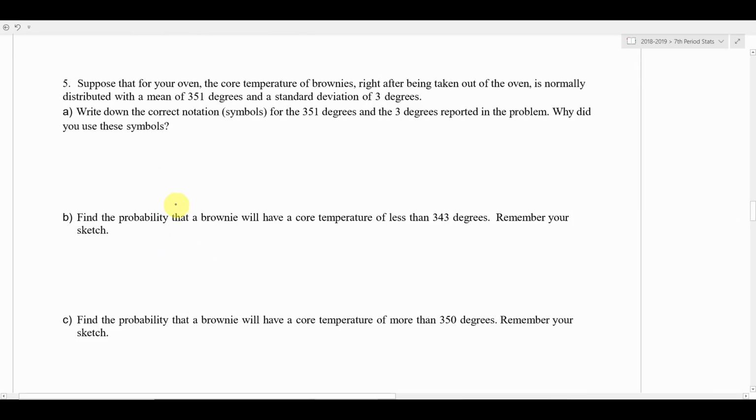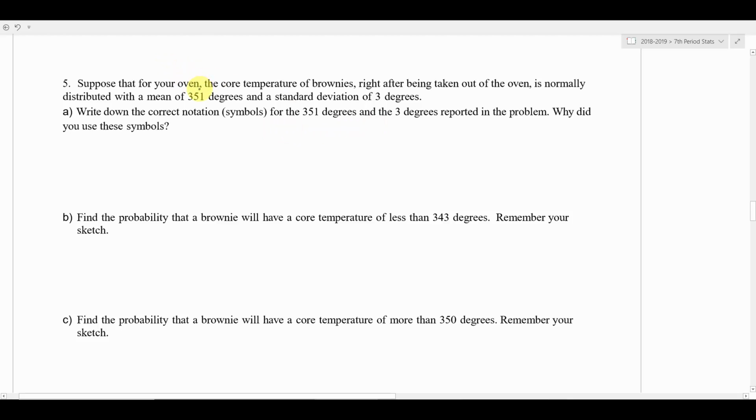All right, so let's move on to number 5. This one says, suppose that for your oven, the core temperature of brownies right after being taken out of the oven is normally distributed with a mean of 351 degrees and a standard deviation of 3 degrees. Write down the correct notation and symbols for the 351 degrees and 3 degrees reported in the problem. Why did you use these symbols?